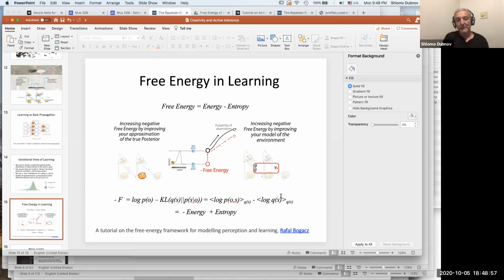And for those who are mathematically inclined, I have a couple more mathematical slides, but this is basically the idea that free energy has two different components. You want to have the highest probability for what you observe in the world, and you also want to match, and this KL is a distance between what you guess is the underlying causes or the hidden structure, the states in your brain, to the states that actually exist in the world for this observation. So this is the whole game that we're playing here.